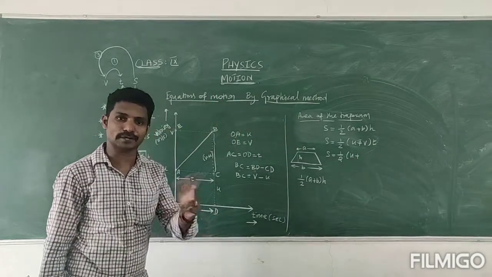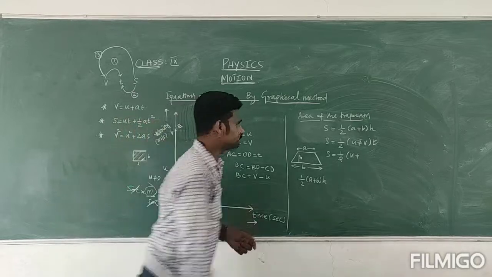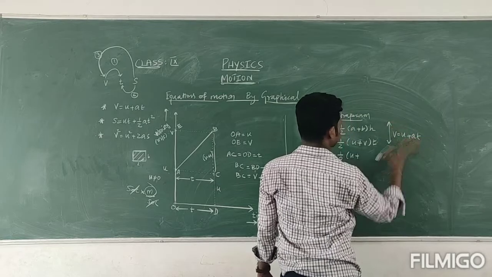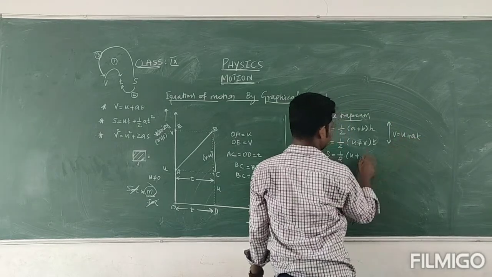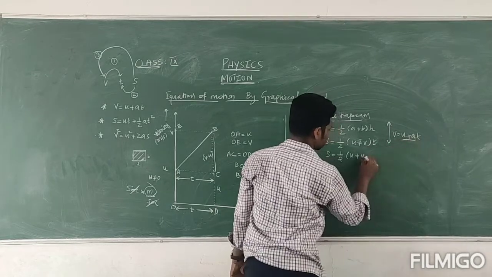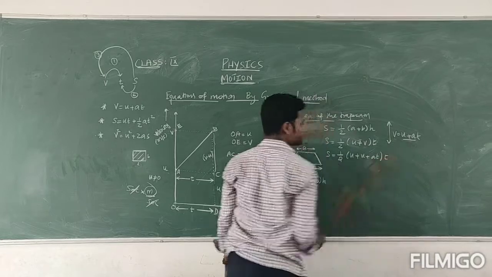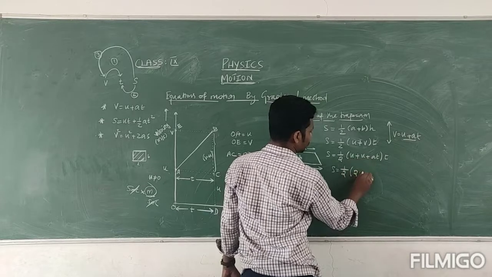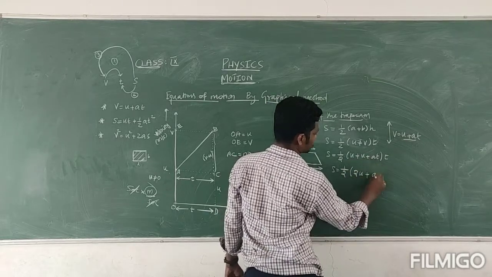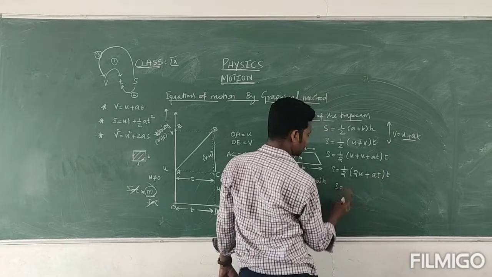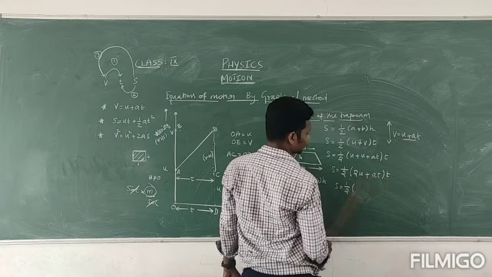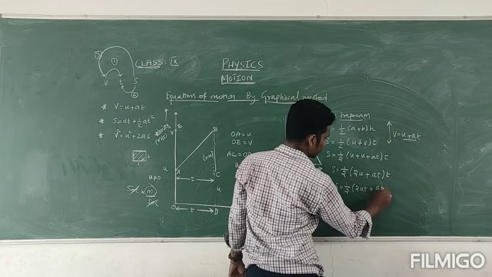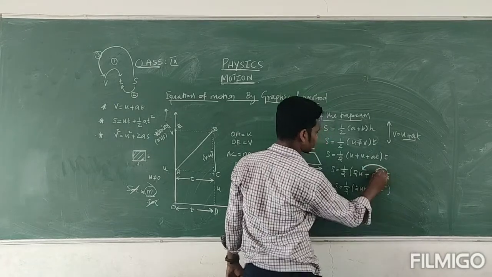We know already v equals u plus at. From this formula we can apply here. So instead of v, we can write u plus at, into t. Therefore S is equal to half into (u plus u, 2u plus at) into t. Therefore S is equal to half into t multiplied inside: 2ut plus at square.